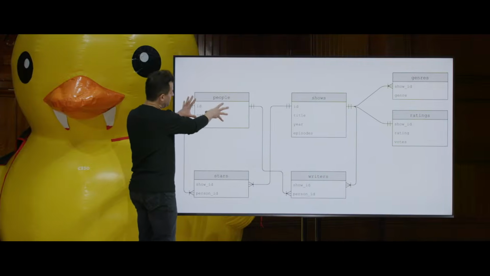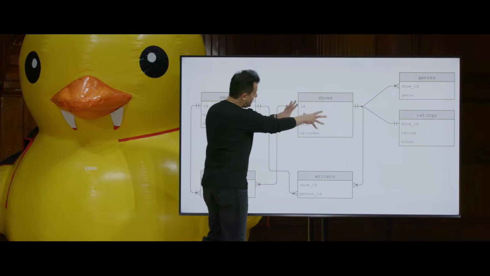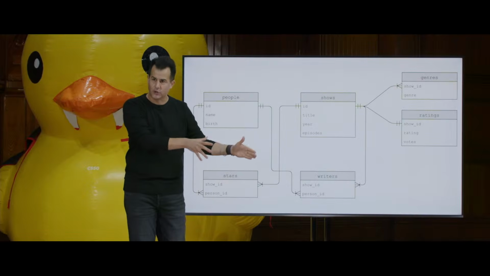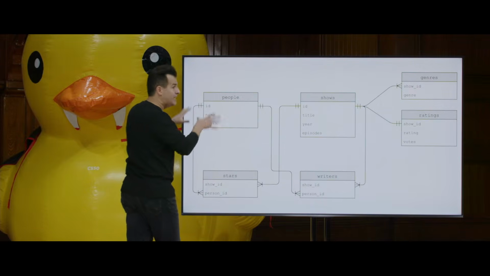There is going to be a people table. There's going to be a shows table. There's going to be a stars table that somehow links the two. There's also going to be a writers table and a ratings table and a genres table. So overnight, this escalated quickly from just favorites, which was a single table, to now a real world data set that has 6 tables.